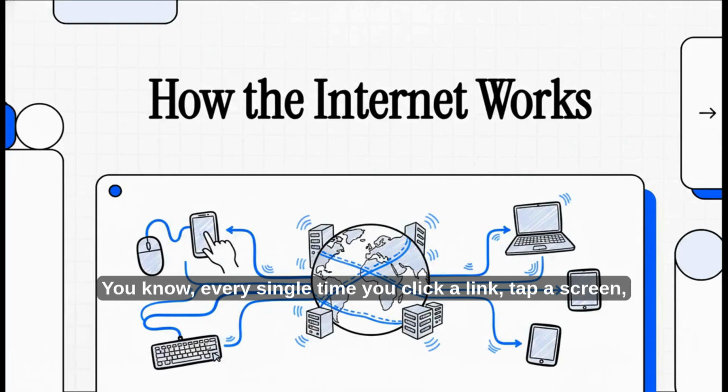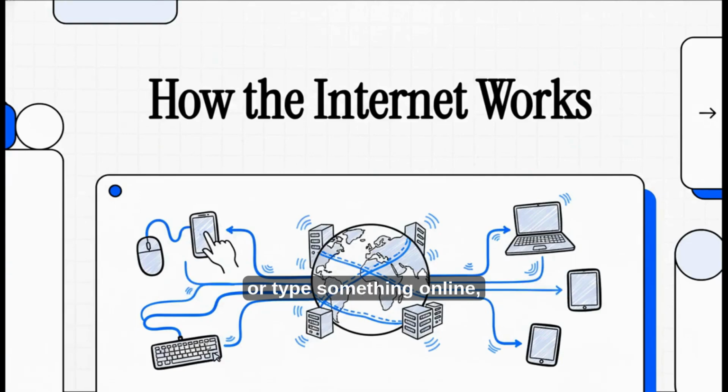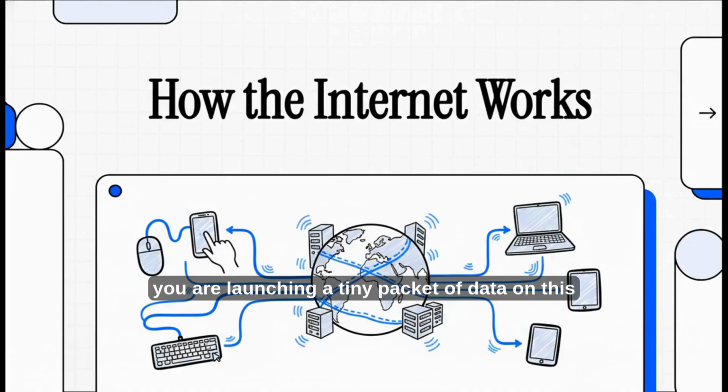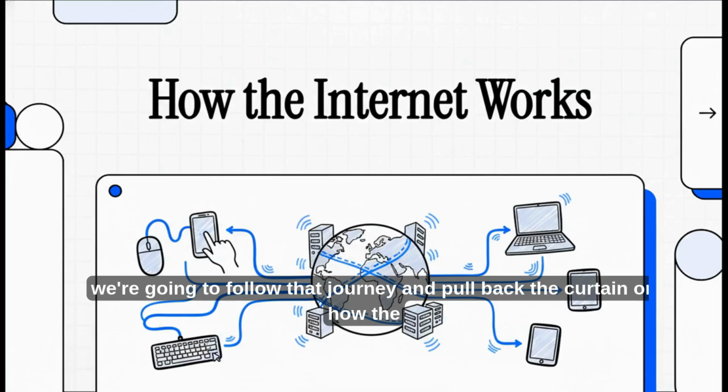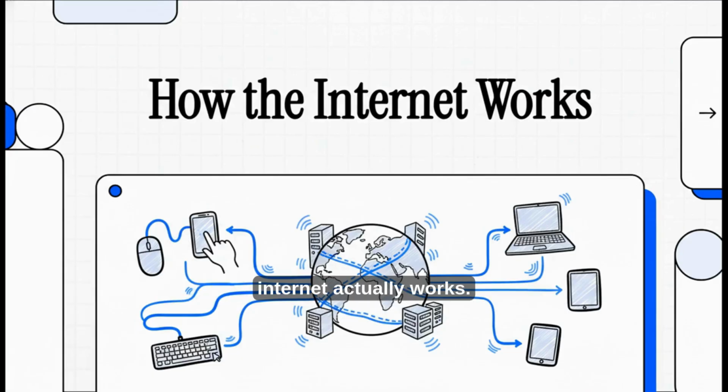You know, every single time you click a link, tap a screen, or type something online, you are launching a tiny packet of data on this absolutely incredible journey. It feels instant, right? Like magic. But it's not happening in some vague cloud. It's a real, physical, high-speed trip that circles the globe. So today, we're going to follow that journey and pull back the curtain on how the internet actually works.